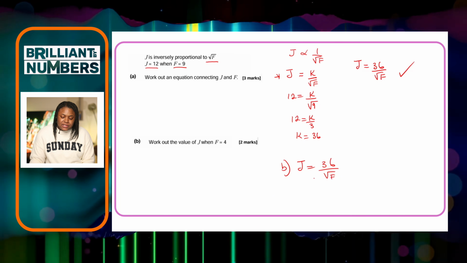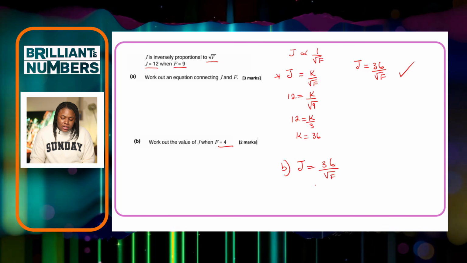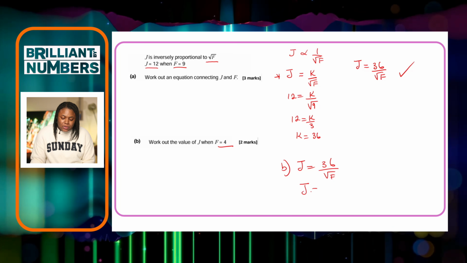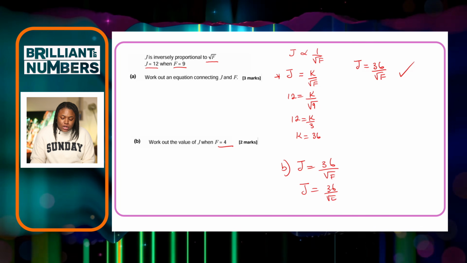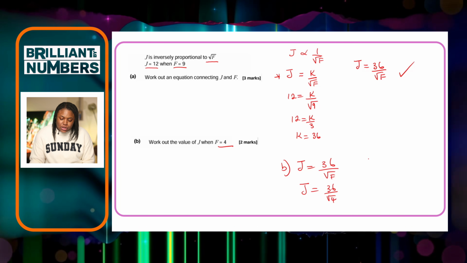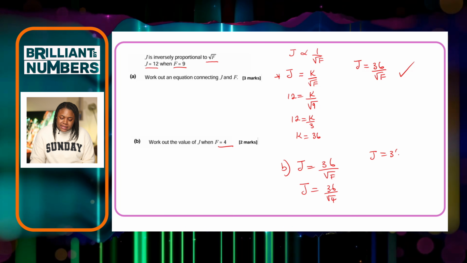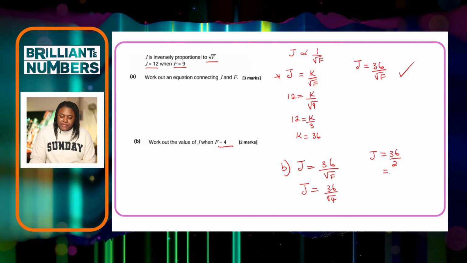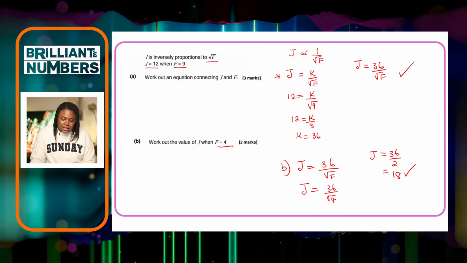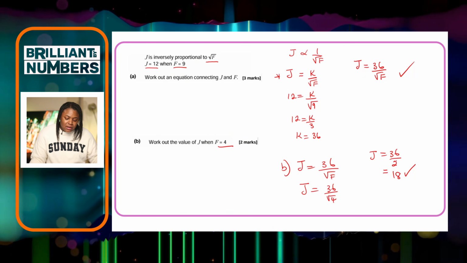And root F is, so we are using 4. So therefore, J will be equal to 36 divided by the square root of 4. Square root of 4 is 2. So J is equal to 36 over 2. That's equal to half of 36, which is 18. So that's our final answer.